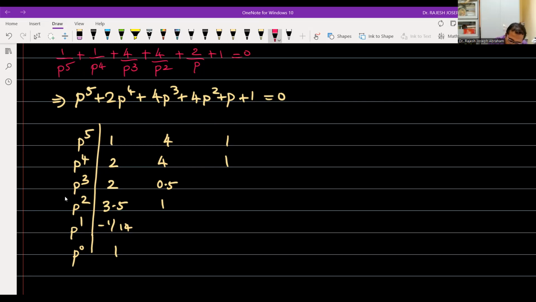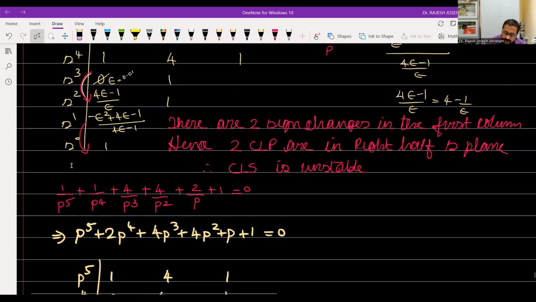So how many sign changes are there in the first column of the routh table? Plus 2 to minus 1, one sign change; minus 1 to plus 2, second sign change. So there are 2 sign changes in the first column of the routh array. Therefore, the closed loop system is unstable. Got it? Let's try another problem.